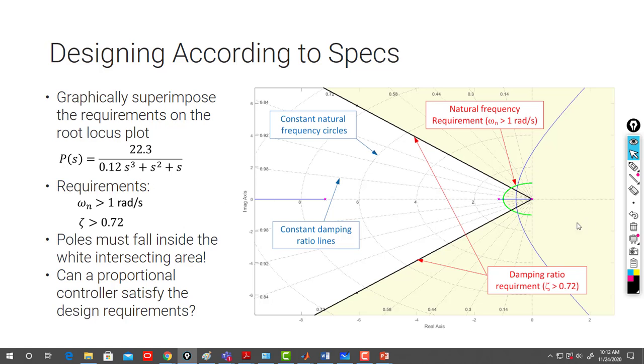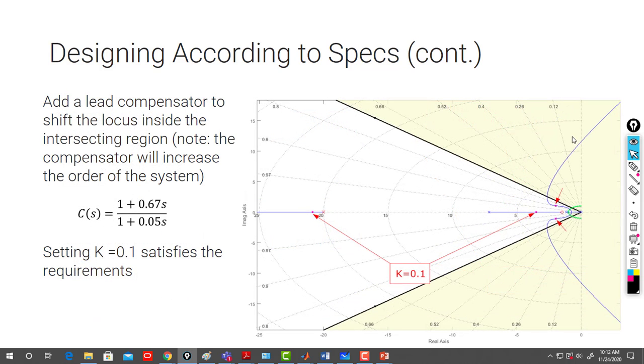So here is my root locus before adding the lead compensator. This is the geometric, the locus of your closed loop poles, after adding the lead compensator. What's the effect of the lead compensator on the root locus?